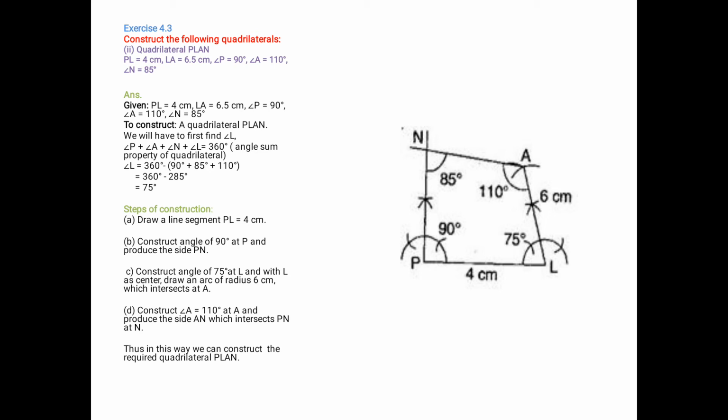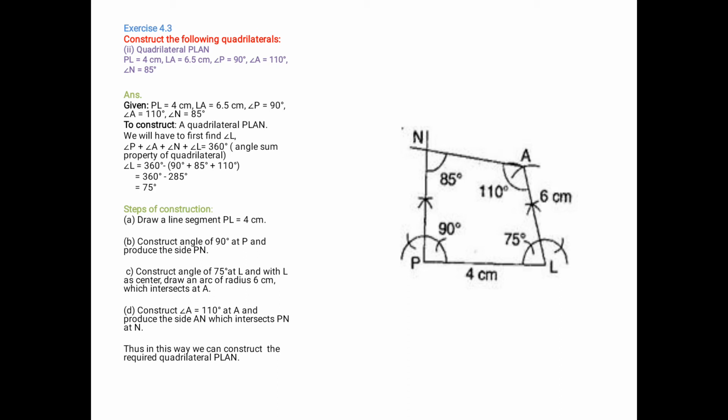Well, to construct the quadrilateral PLAN, here we will require to find the value of angle L, and as we know that for a quadrilateral the angle sum is 360, we can find L using the angle sum property. Therefore, angle P plus angle A plus angle N plus angle L will be equal to 360 degrees because the angle sum property of a quadrilateral is 360 degrees.